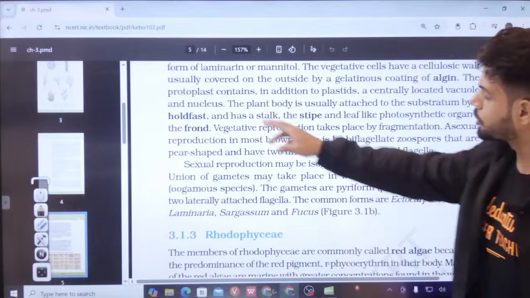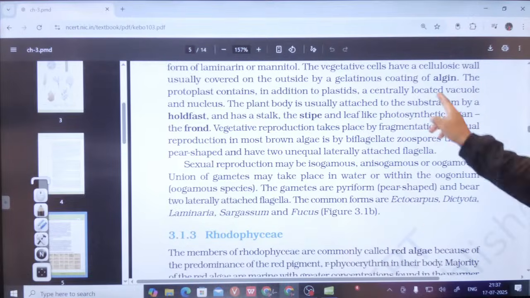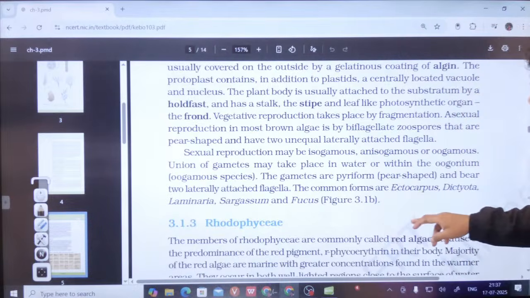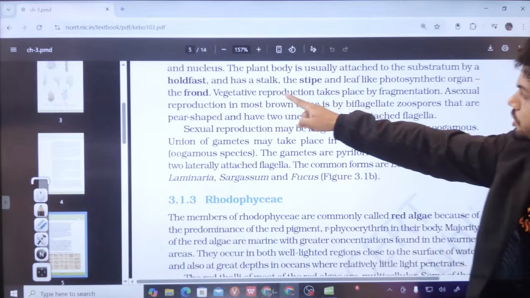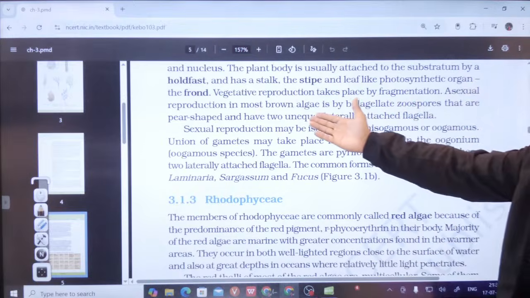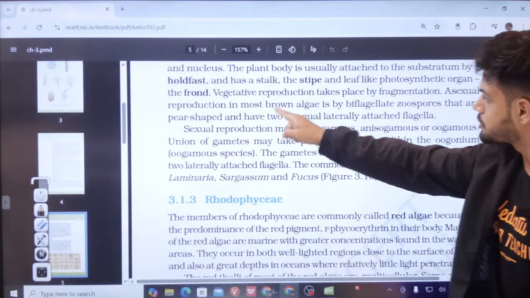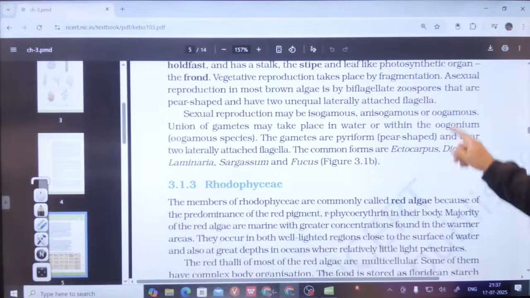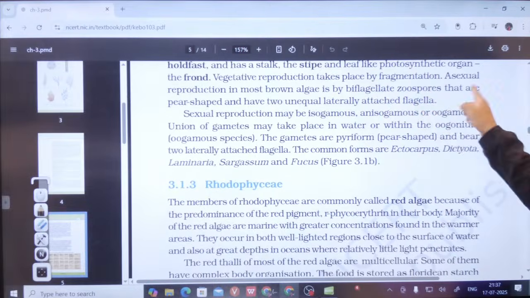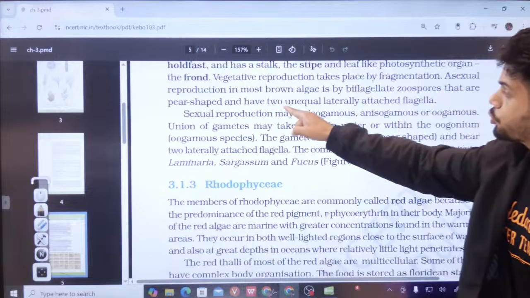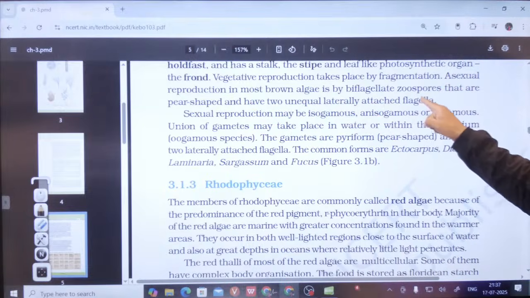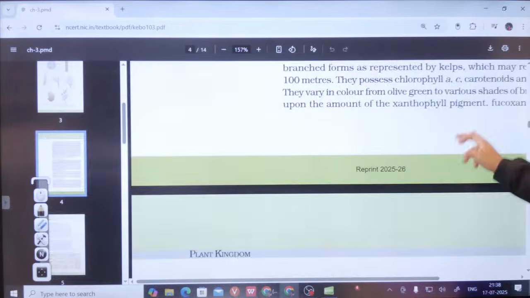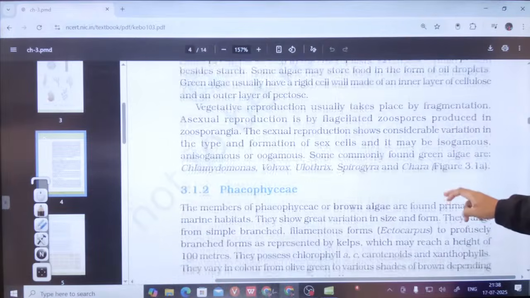The protoplast contains plastids and a centrally located vacuole. Holdfast, stipe, and frond are the three different parts there. Vegetative reproduction is by fragmentation. Asexual reproduction in most brown algae is by biflagellated zoospores. These biflagellated zoospores are pear-shaped and have two unequal laterally attached flagella. Students, didn't I tell that? Two unequal. Did I miss that line?